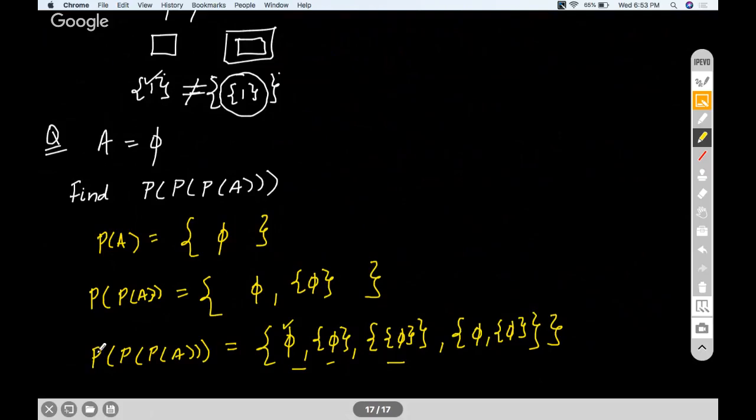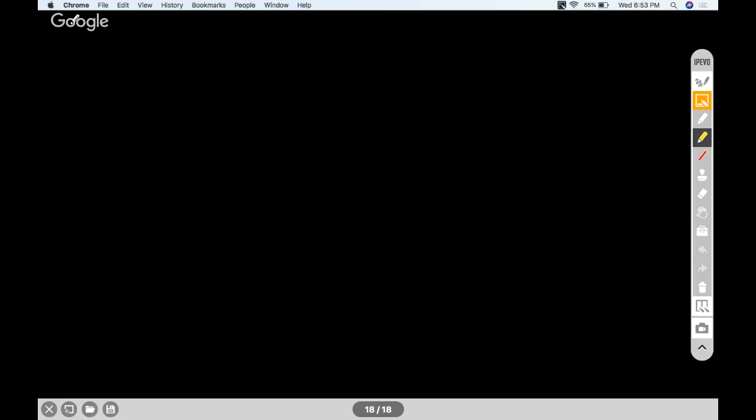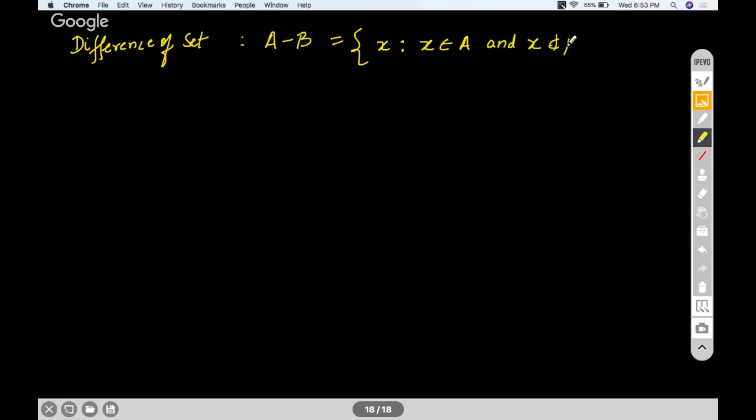Now, next is the concept of union and intersection, which you all know. I don't have to tell you all those things. One important thing is the difference of sets, which is written as A minus B. It is to be read as all elements x such that x belongs to A and x does not belong to B. Please note that A minus B is the same as A intersection B complement. This is a very important relation.